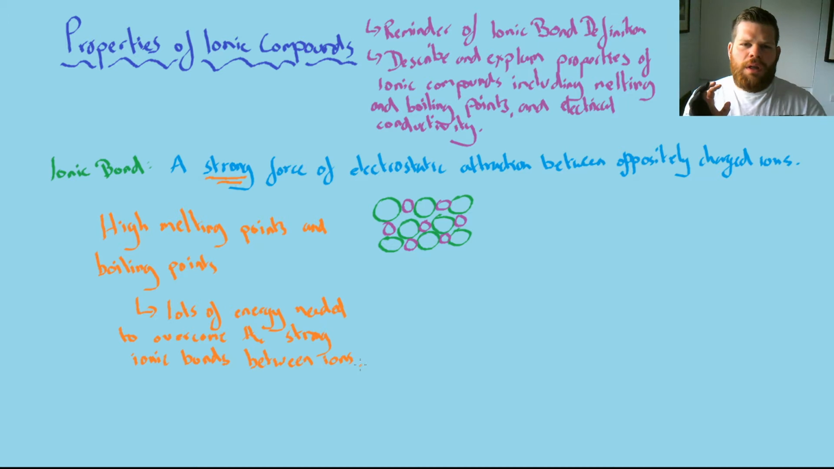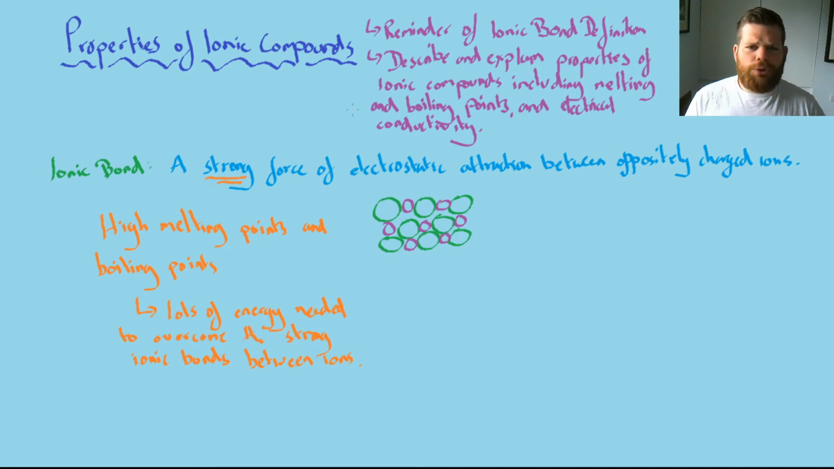Okay, so that's the first property already talked about. What kind of melting point and boiling point do ionic compounds have? They have really high melting points and boiling points. So what about the second property, electrical conductivity?